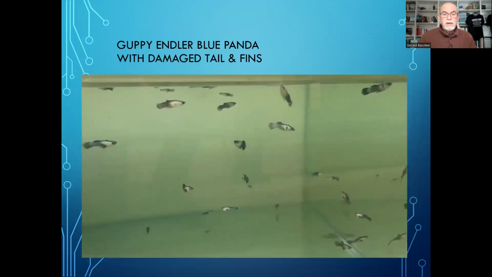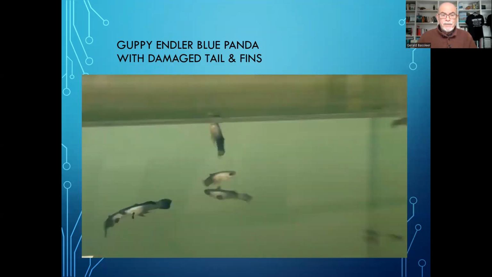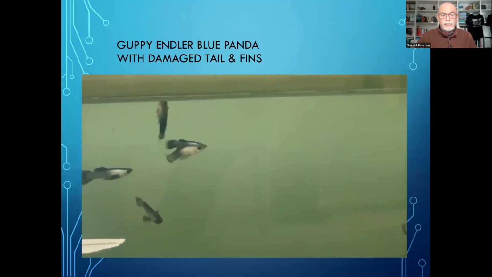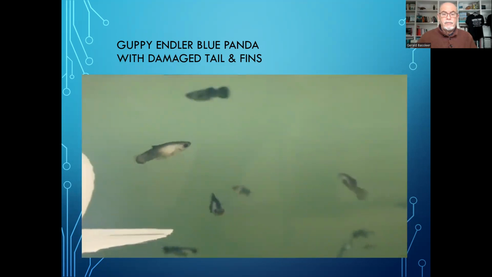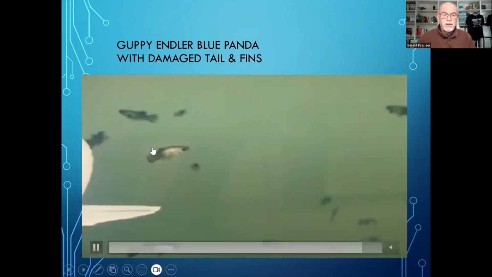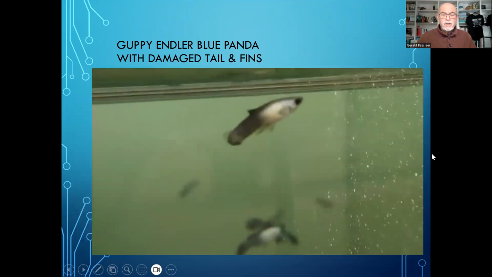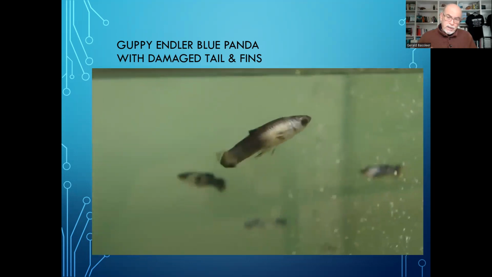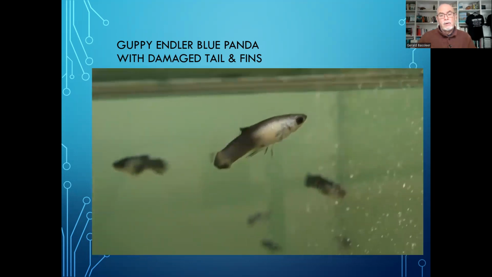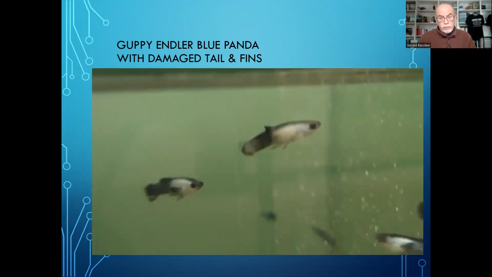Here is the Guppy Endler Blue Panda. You can see some of them had badly damaged tail and fins. They start to swim, of course, very badly. Look at this one here in the middle. And here is one in detail. And that fish is going to die in the next coming hours. And that's the ones we select out for microscopic examination to see what's troubling the fish.